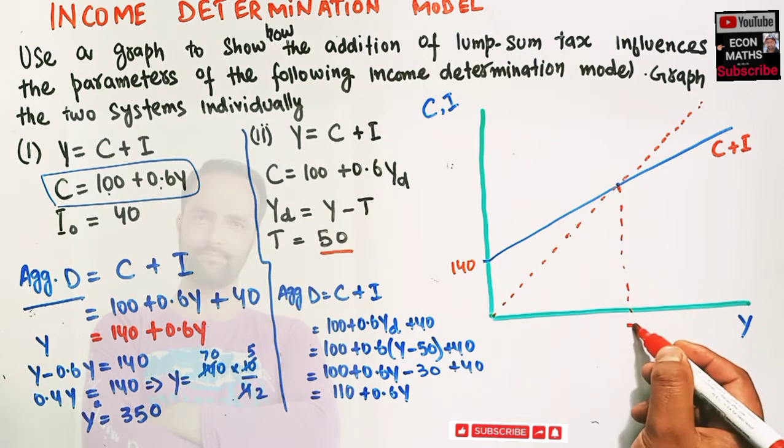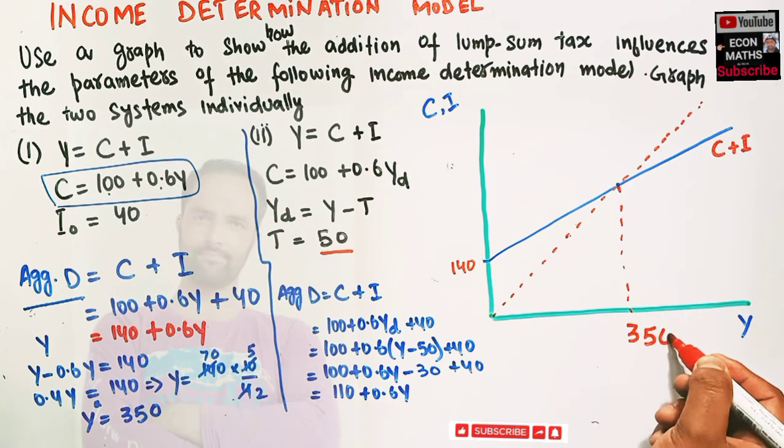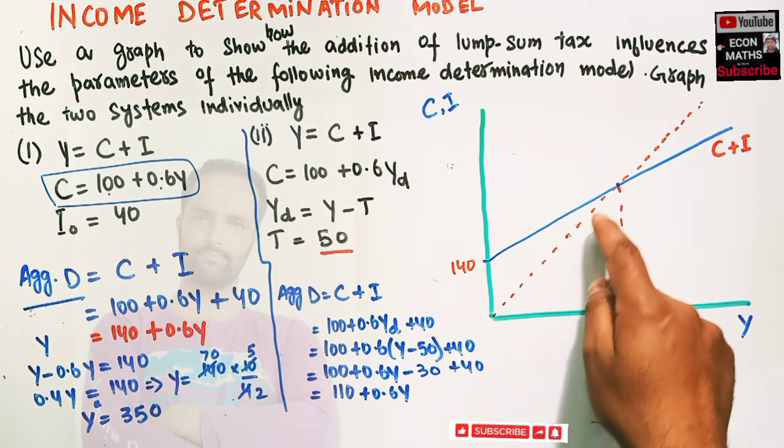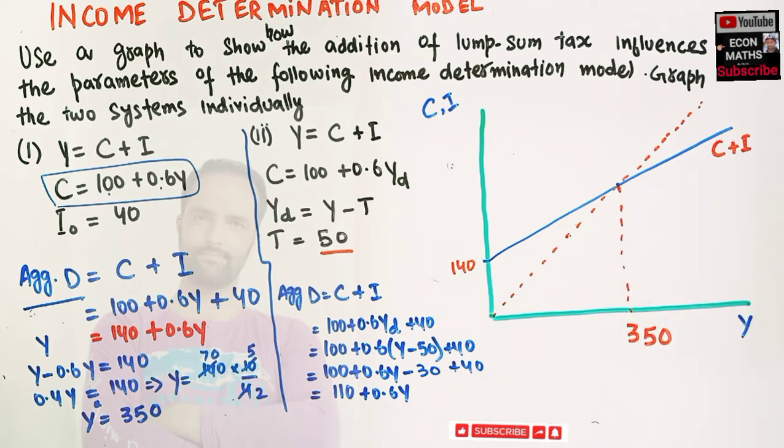So equilibrium occurs where our aggregate expenditure line intersects this 45-degree line. That means where our aggregate expenditure is equal to output. Now what happens when we incorporate the lump sum tax?